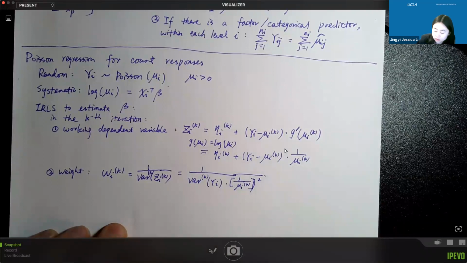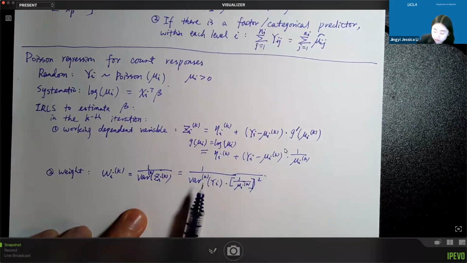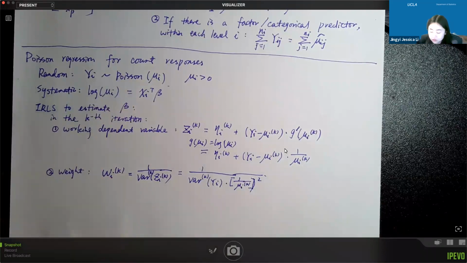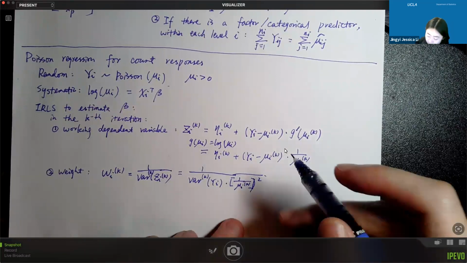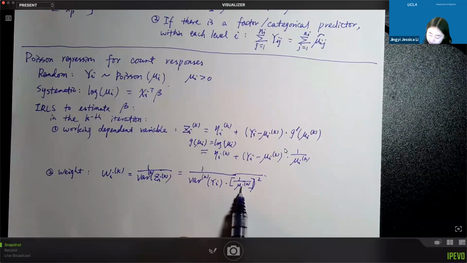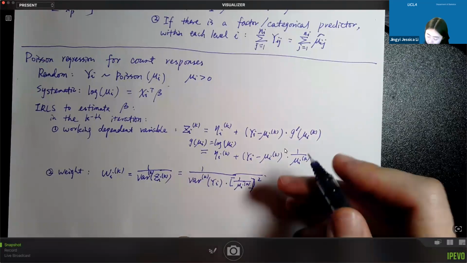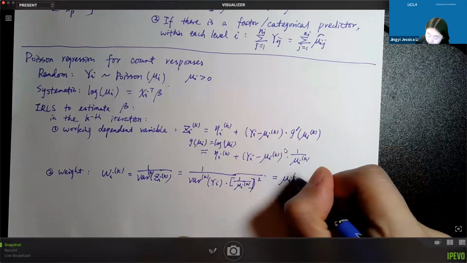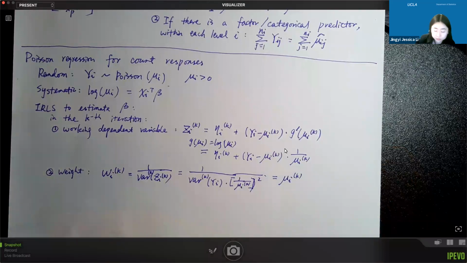Okay, so then the only thing I need is the variance of yi. And Poisson gave us an easy answer. We know for yi Poisson, its variance is just mu i. So we know that this is mu ik, and it can cancel one mu ik here. So I'm left with 1 over mu ik in the denominator. I take the inverse, so I get mu ik. That's the weight.